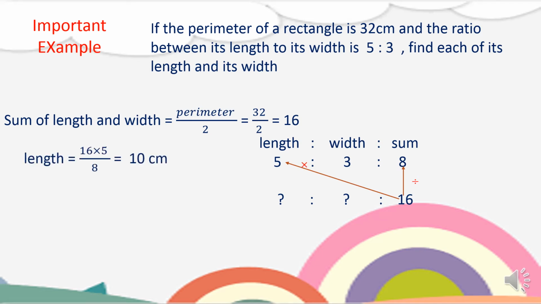So the length equal 16 times 5 over 8 equal 10 centimeters. And the width equal, also we multiply the two numbers facing each other by crossing and divide by the third number. So 16 times 3 over 8 equals 6 centimeters.